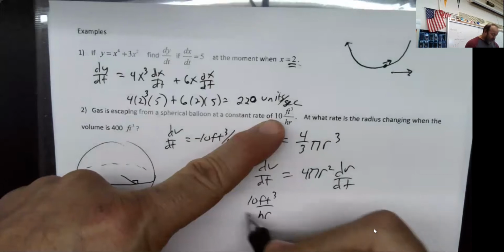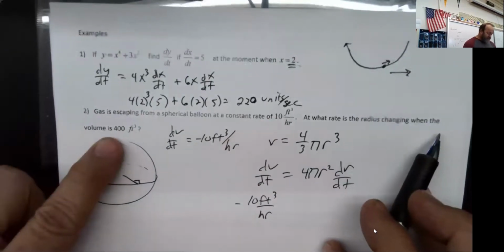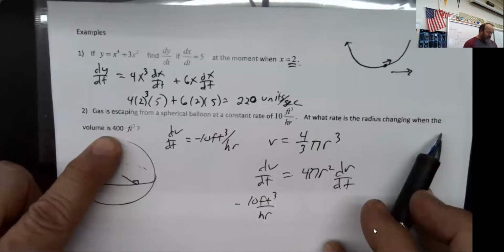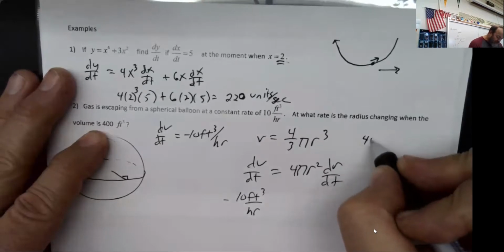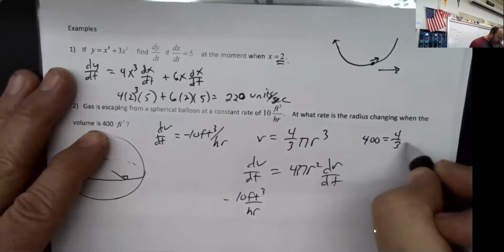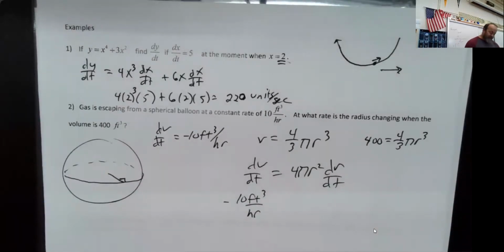Just kidding. And it says, at what rate is the radius changing when the volume is 400? Oh, no. I need to go figure something out. This says the volume is 400, but they didn't bother to tell me what the radius is. So I need to go through and do a little bit of math on this.